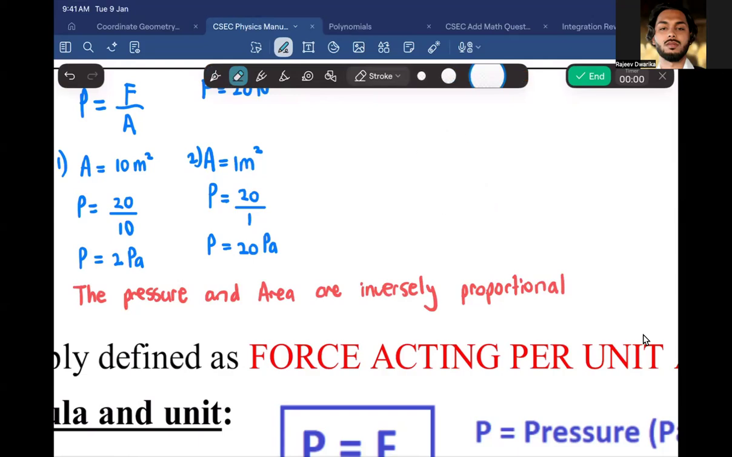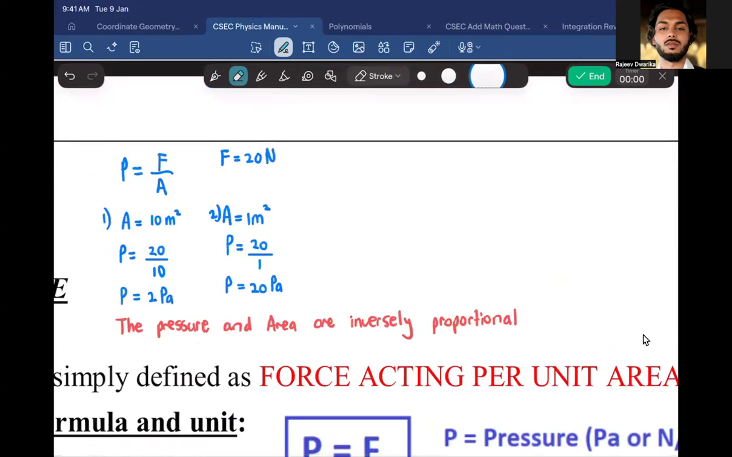But Jadon, do you understand why I'm saying the pressure and area are inversely proportional? Can you explain what that means? If two things are proportional to each other, it means that if one increases, the other one would increase. So what do you think inversely proportional means? If one increases, the other will decrease.